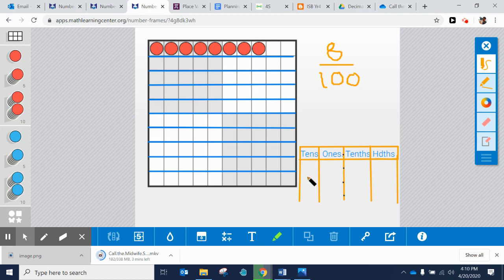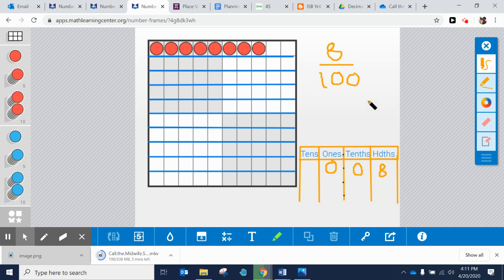We don't have any tens. We don't have any ones, because if this was covered in, then we would have one whole one. We don't even have any tenths, do we? Because the only tenth that has got some counters on is this one, but it's not full. So we don't have any ones. We don't have any tenths. But we do have 8 hundredths.